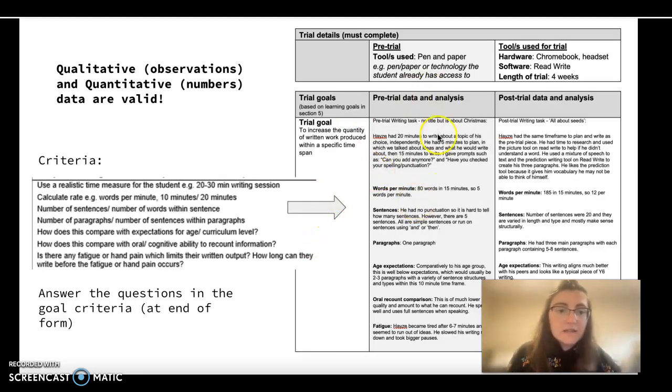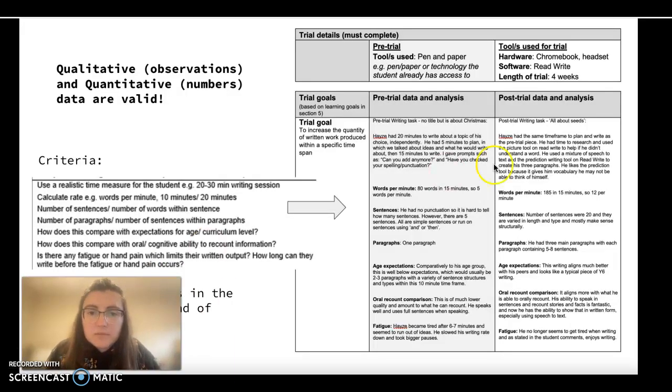And you can see in here, I've included his example. Sorry, it's a little bit little, but maybe I can read it to you. So in the pre-trial, and I tried to follow it so it looks the same, so it's really easy to compare. So pre-trial writing, there was no title, but it was about Christmas, and post-trial writing task was all about seats. Hayes had 20 minutes to write about his topic of his choice independently. He had 5 minutes to plan, in which we talked about ideas and what he would write about, then 15 minutes to write. I gave prompts such as, can you add any more? And have you checked your spelling and punctuation?